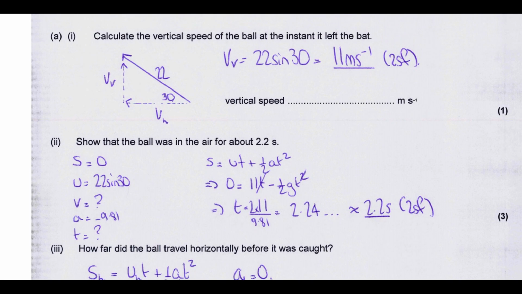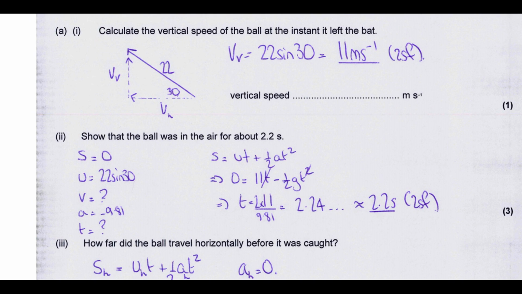Okay, so next we need to show that the ball was in the air for about 2.2 seconds. So the key to this is recognizing that when it returns to the ground, its displacement is going to be 0. Its initial speed is going to be 22 sin 30 because the time in the air is only dictated by the vertical component velocity. We don't know what the final speed is. Well, we actually do, but we haven't been given it. You know what the acceleration is, and you don't know what the time is. So the equation we want is this one here, because it doesn't contain v, as we don't have v.